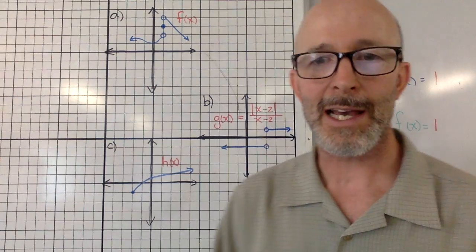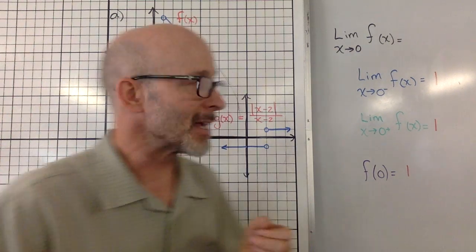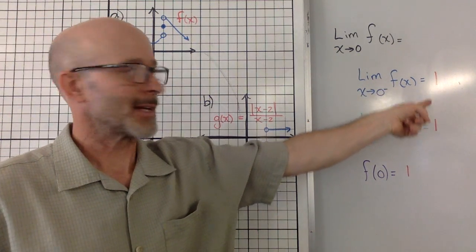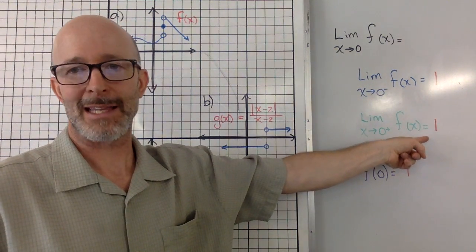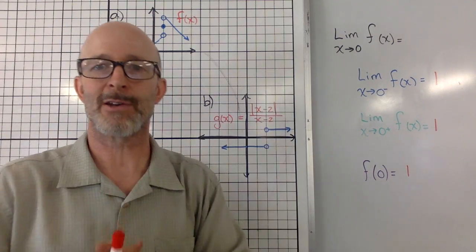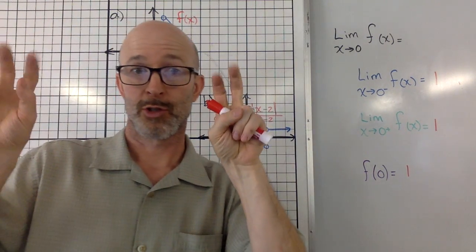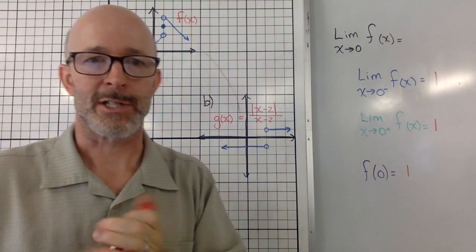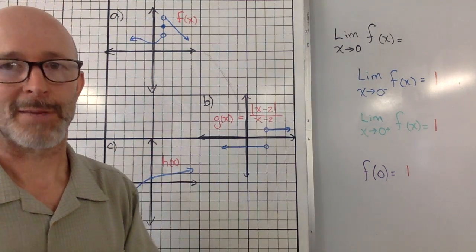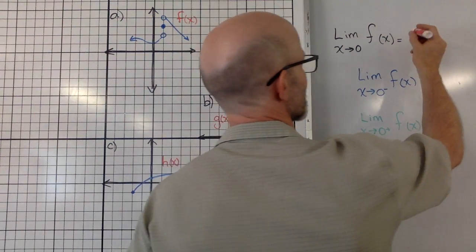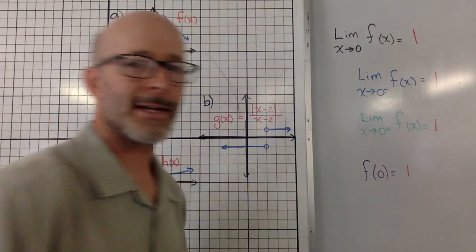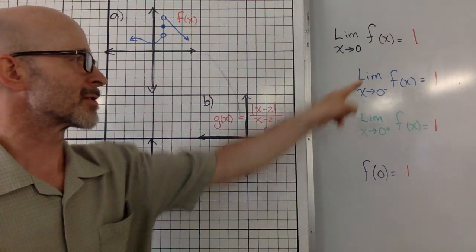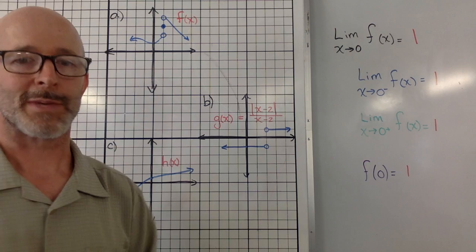Now, this is where one-sided limits are really handy, because if the left-hand side limit and the right-hand side limit approach the same value, that means our two-sided limit, or just our regular limit, it's really just called the limit, but that means our limit is going to be defined. And if they're both approaching the same value, we already know what that limit's going to be.